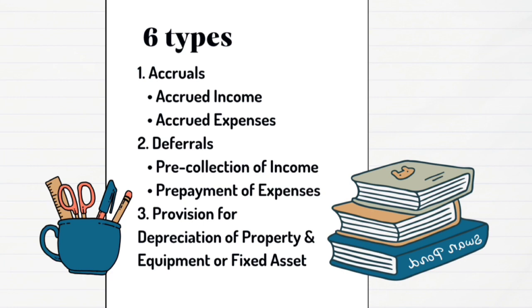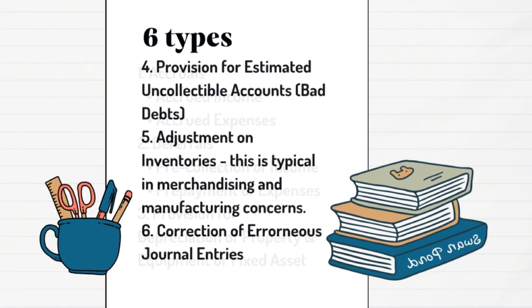And the third one is the provision for depreciation of property and equipment or fixed assets. The fourth type of adjusting entry is the provision for estimated uncollectible accounts or the bad debts. The fifth one is adjustment on inventories. This is typical in merchandising and manufacturing concerns. The last one is the correction of erroneous journal entries.